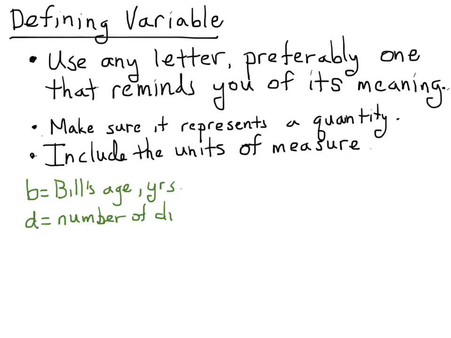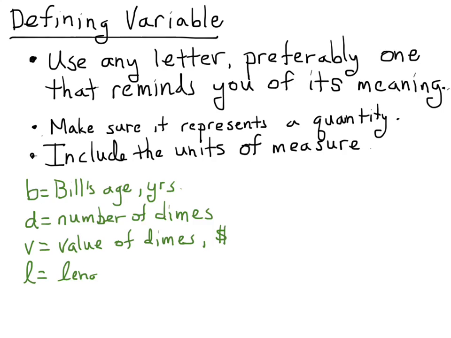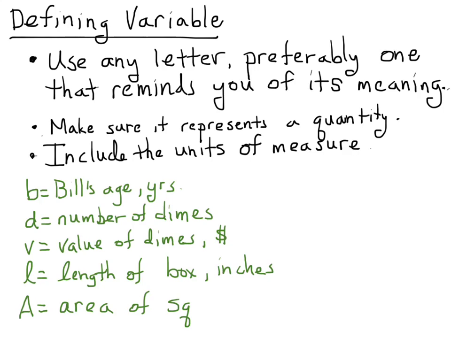Like B would be Bill's age in years, or N is the number of dimes. Now, the number of dimes doesn't have units, right? That's a count. So when I say number of dimes, you should recognize that that's a count. The value of dimes is different, so I'm putting that in dollars. Now, the value of a dime could either be 0.1 or 10. I'm saying it's in dollars, so the value of a dime is 0.1.